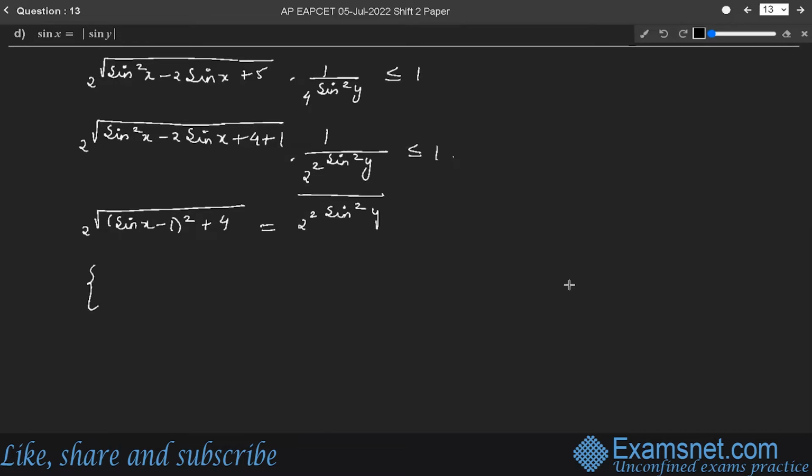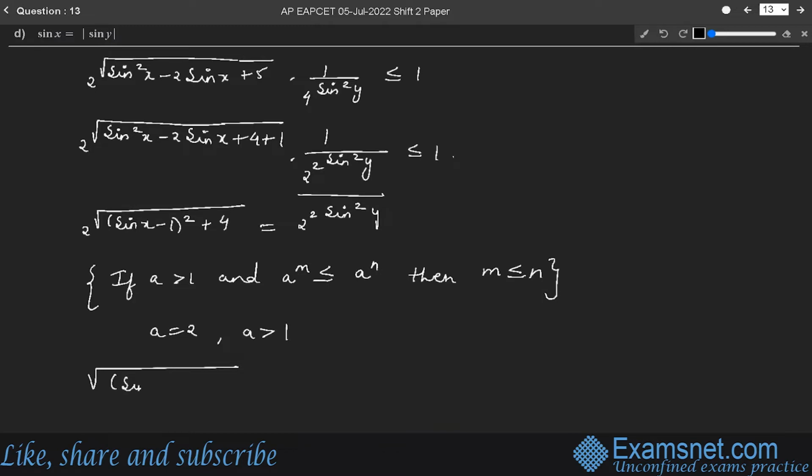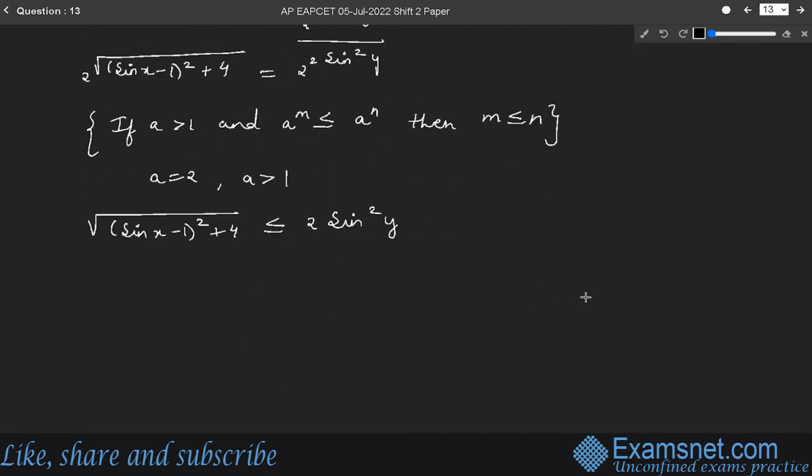We know that there is a condition: if a is greater than 1 and a^m is less than or equal to a^n, then m is less than or equal to n. So we have to use this condition in this given question. Therefore, here a is equal to 2 and a is greater than 1. It means that under root of (sin x − 1)² + 4 is less than or equal to 2 sin²y. Now we have to find its range.